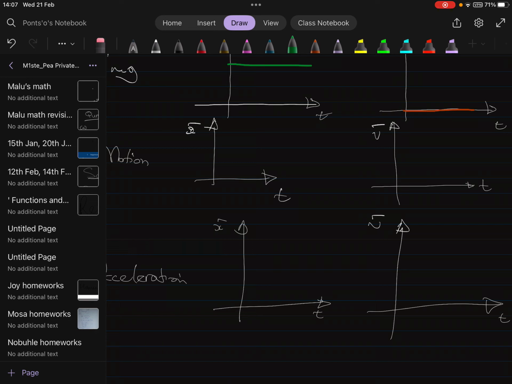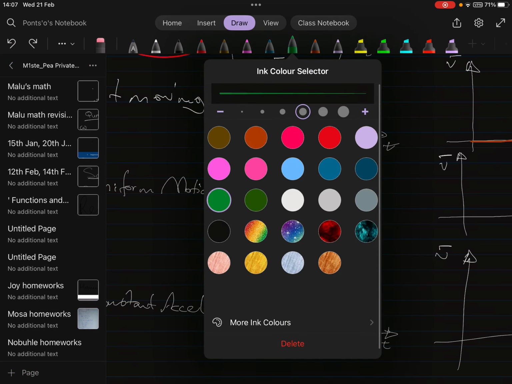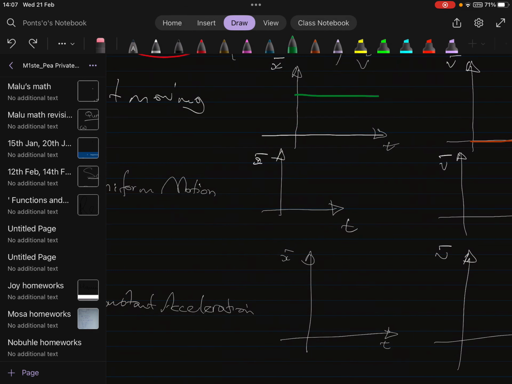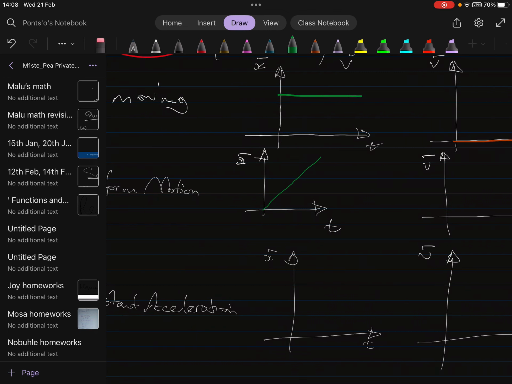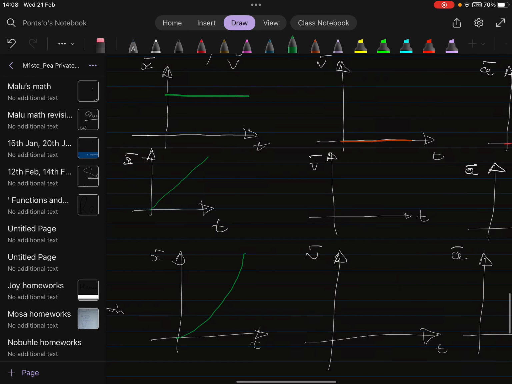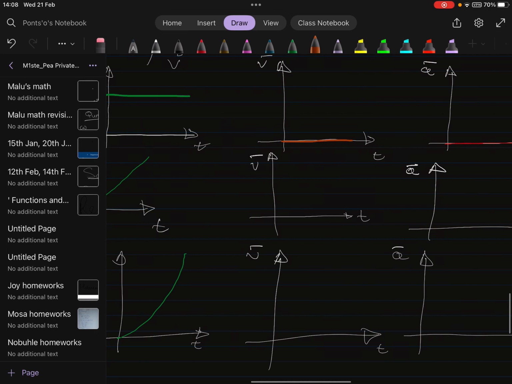So green. If it's under uniform motion, that means a constant velocity, then the relationship between displacement and time is linear like that. Okay. I think mine is almost curved, so that's more or less it. And then if there's acceleration, then the graph becomes exponential.